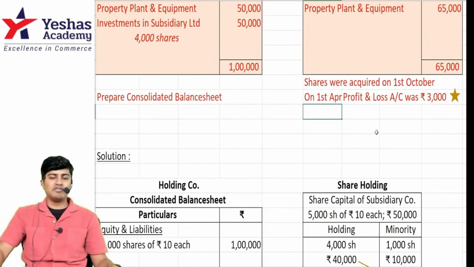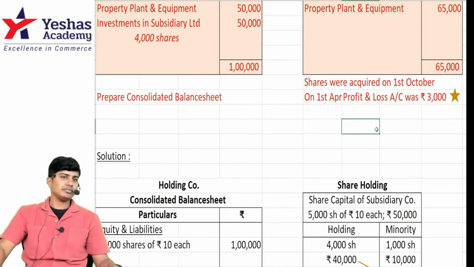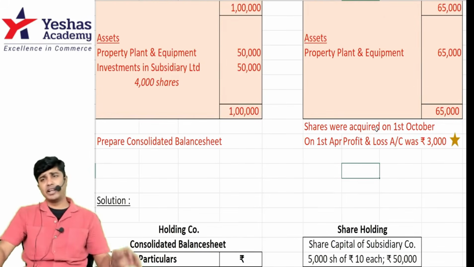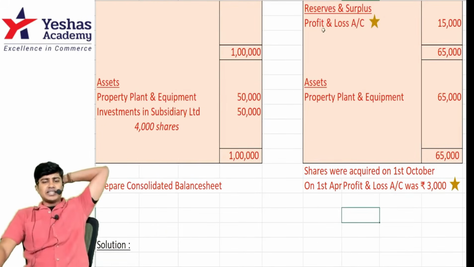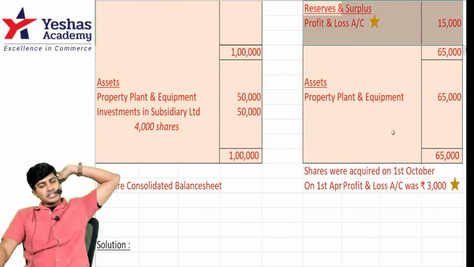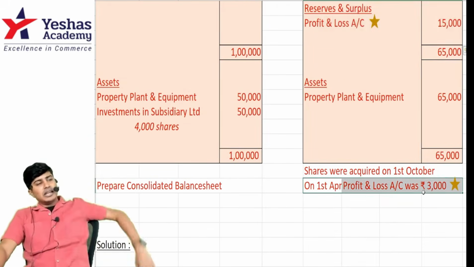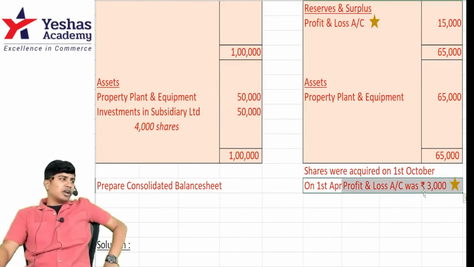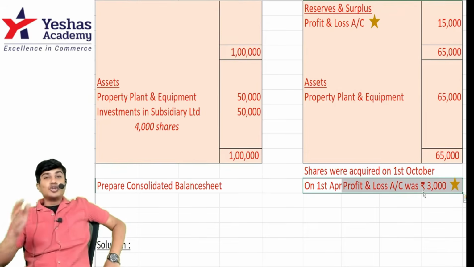Help me out. How much is reserves and surplus on the 1st of April, the date of consolidation? 3,000 is pre or post? Very good. So how much is post? 12,000. I've taught you so much.